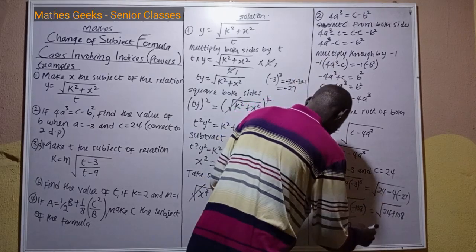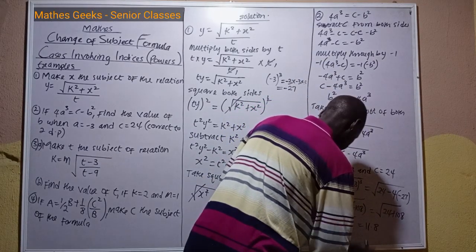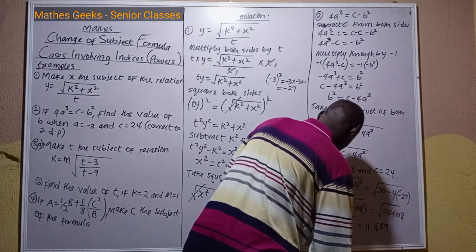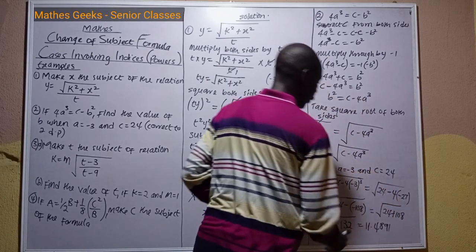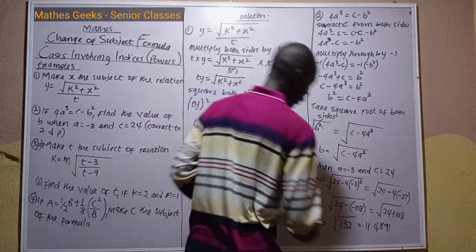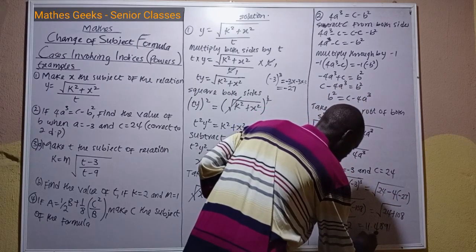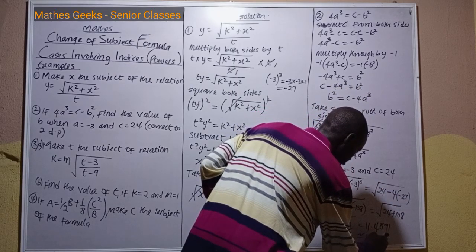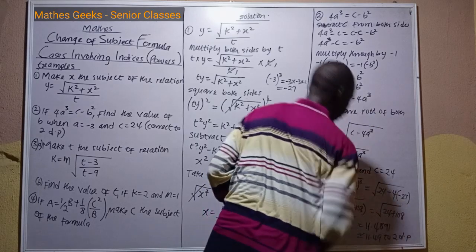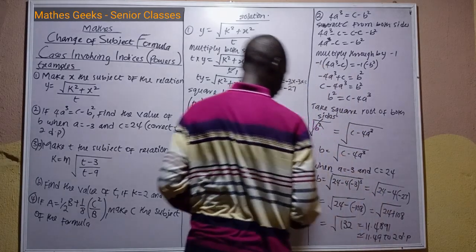The square root of 132 is 11.4891. The question says we should approximate or get it correct to 2 decimal places. So this is the first, this is the second. For the 2 decimal place approximation we use 11.49 to 2 dp. That's the answer.